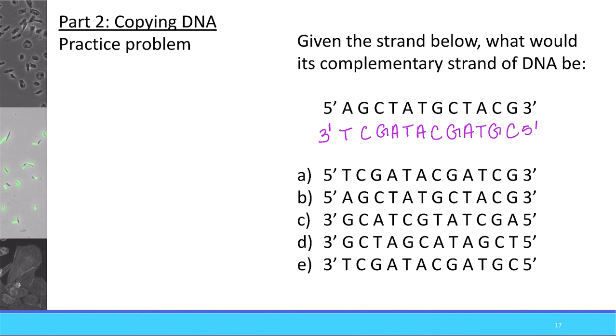So we started with a 3', so we can actually cross off A and B. Those don't even have the right end labeled. That leaves us with C, D, and E. And A pairs with T, so we can go ahead and cross off C and D, which leaves us with E. If we double check E to make sure that it matches what we complemented, it in fact does. And so the complement of this black strand is the purple strand, which is E.